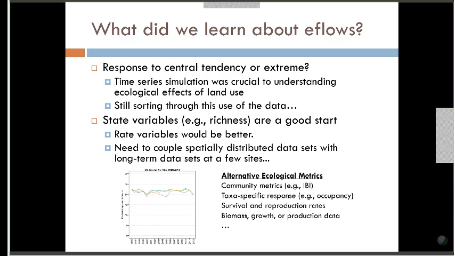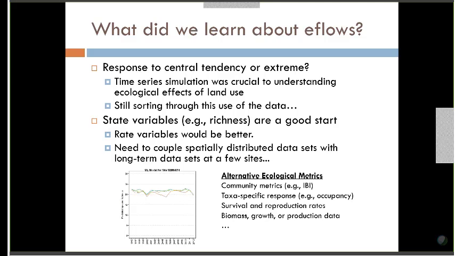But in many cases, folks like Kit Wheeler and Mary Freeman and Seth Wenger have indicated that maybe we want to switch from these state variables like richness to rate variables. Maybe instead of the abundance of organisms, we're interested in the survival or reproduction rates between 2 time periods.